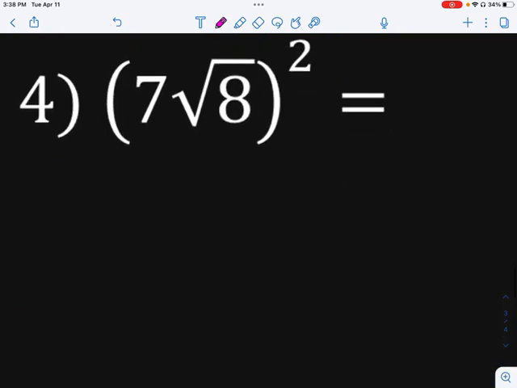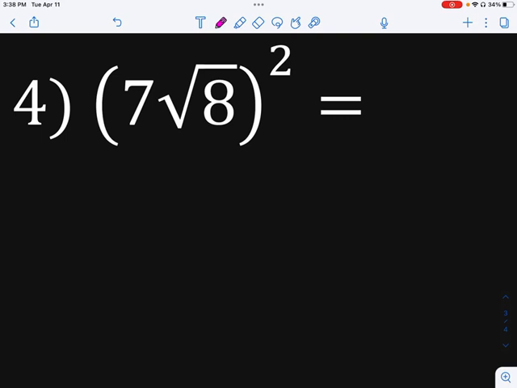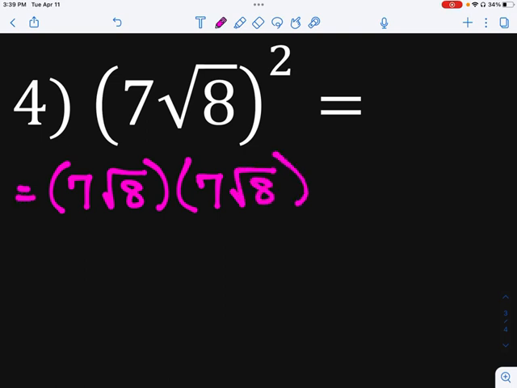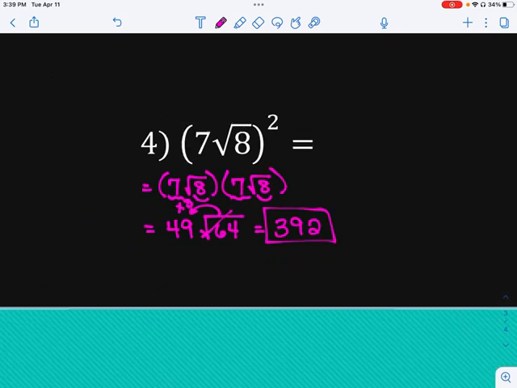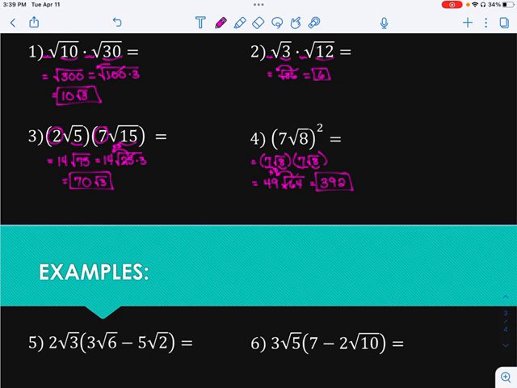Okay, let's try this last one. If you notice here, I have this grouping: 7 square root of 8, squared. Remember, what that square means is that you have 7 square root of 8 times itself, 7 square root of 8. So all we do is multiply outside to outside: 7 times 7 is 49. Then inside, 8 times 8 is 64. At this point, we take the square root of 64, which is 8, and bring that out. We take that 49 times 8, and we get 392. Okay, so outside to outside, inside to inside, or coefficient times coefficient, radicand times radicand, and then simplify.